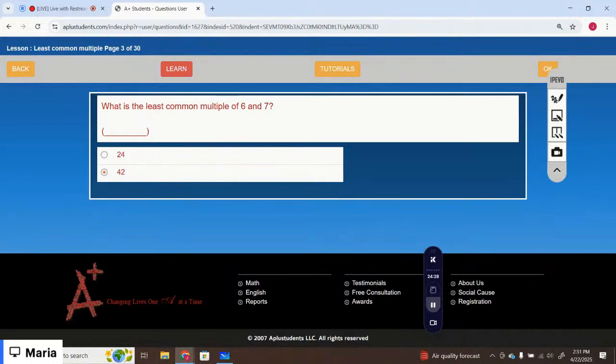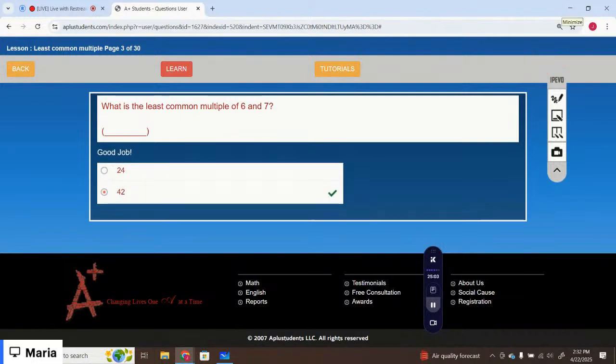If one of the numbers is prime, then the multiple is the product of both the numbers. So that is 42. Option number 2 is the correct option.